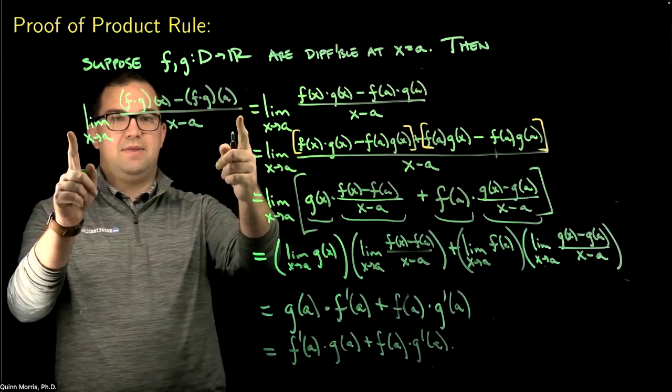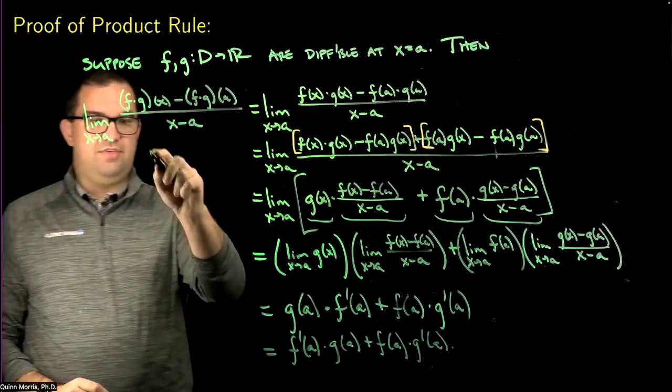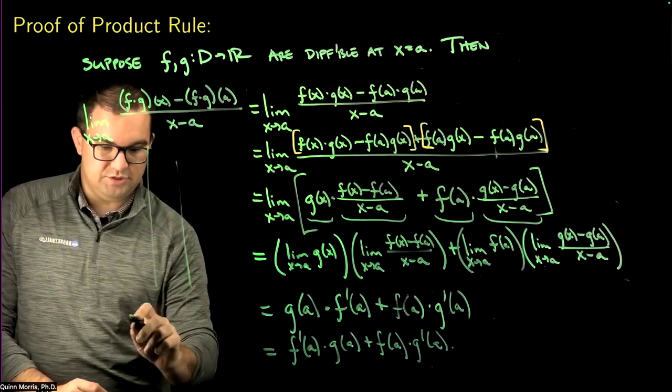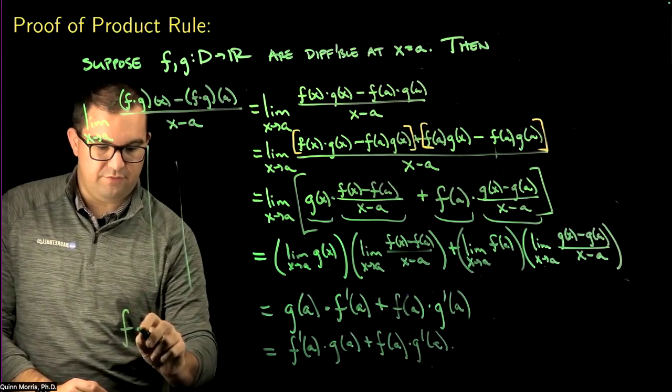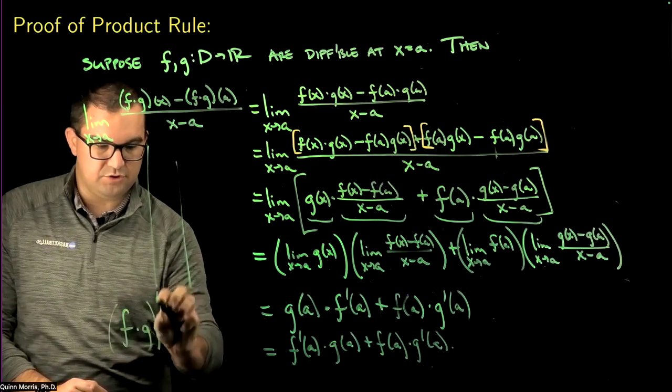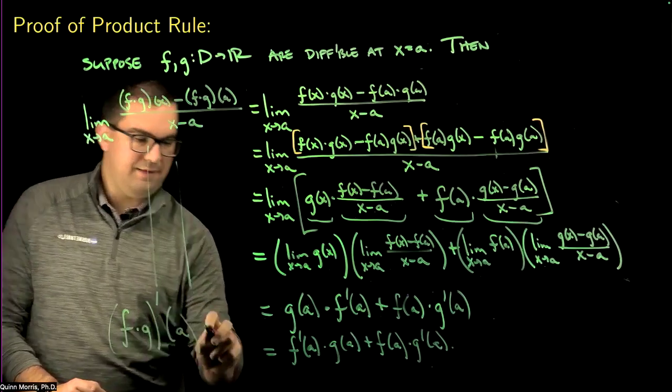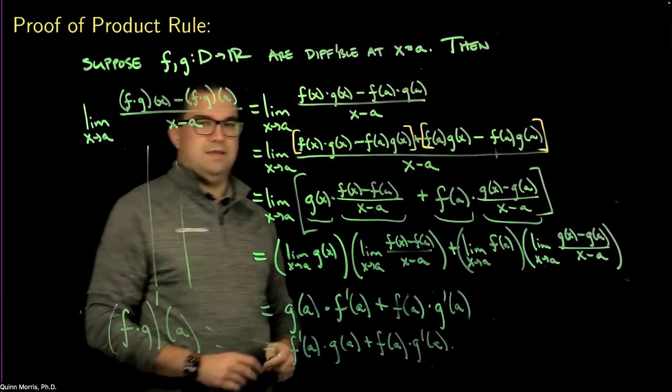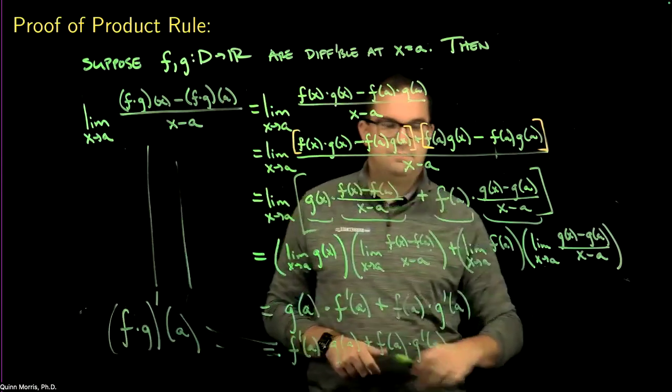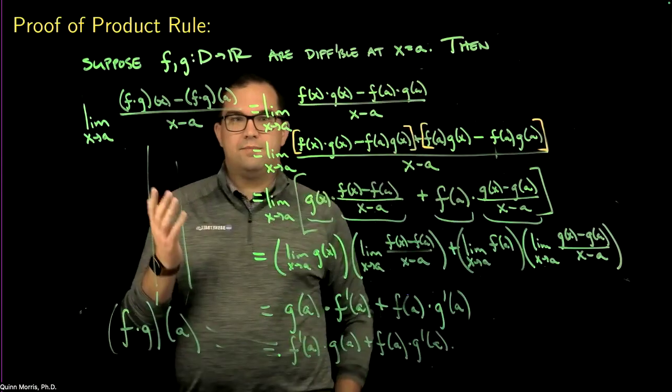Now that I know this limit exists, I know that this is just the derivative. I can now say the derivative of this function exists at a, and it's equal to this. Okay. So I can prove the product rule here.